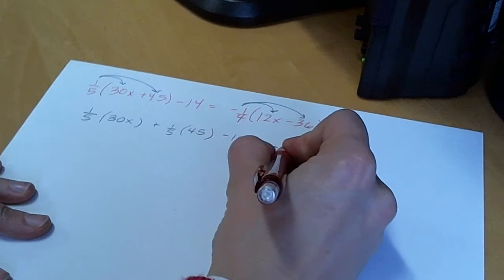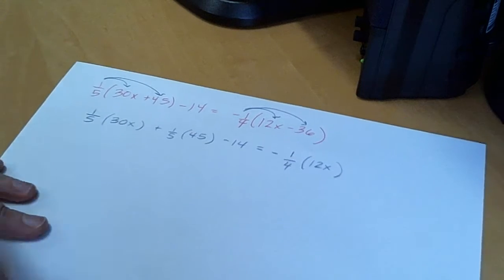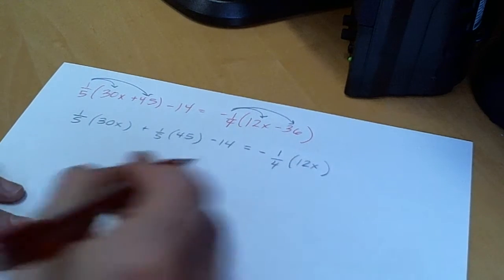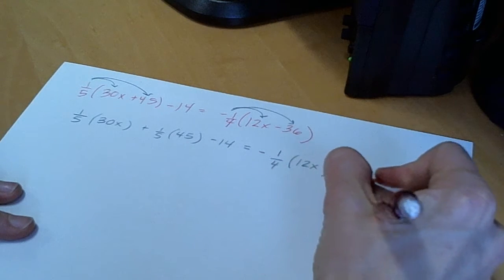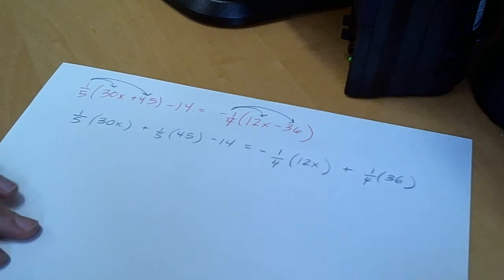So negative 1/4 times 12x. And it's a negative 1/4 times a negative 36. So that will actually end up becoming a positive 1/4 times 36. So I end up showing each of those multiplications.